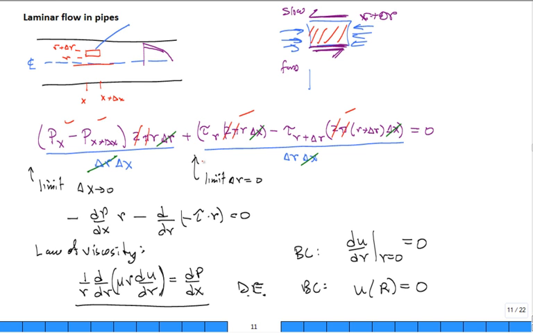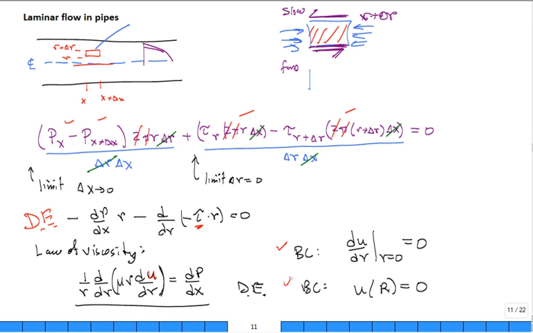You divide the whole equation by delta X, delta R, take the limit as delta X goes to 0 and the limit as delta R goes to 0, you get a nice differential equation. You use Newton's law of viscosity for this viscous effect. And I have it as a function of the velocity U as a function of R. That's my differential equation with two boundary conditions. It's second order in space. I'm ready to solve it.